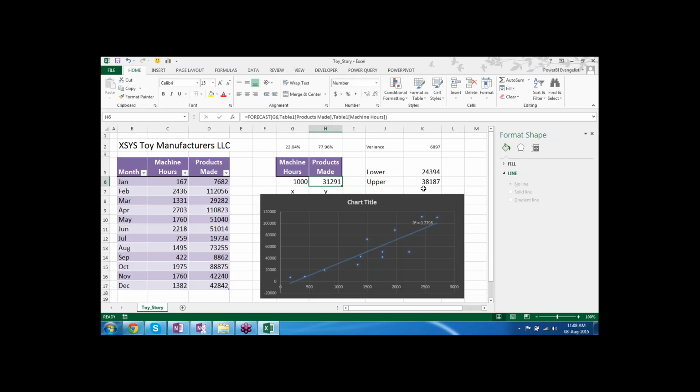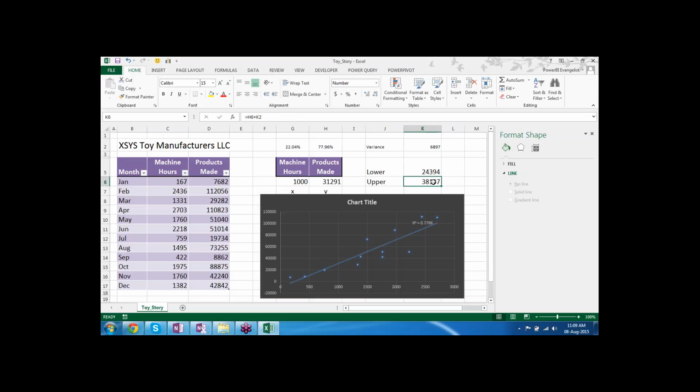So now you can easily say, the sentence should be like this: based on your past 1 year data, it shows that next month, if you put 1000 machine hours, you will minimum produce 24,000 products and maximum you will produce 38,000 products. So this is the entire sentence that we can make once the prediction is done.